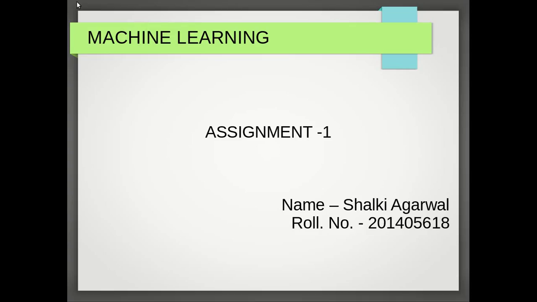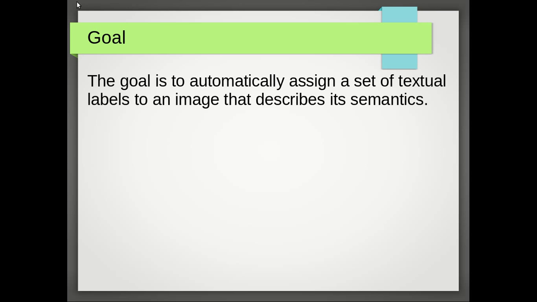Hi, I'm Shalki and today I'll be telling you about the automatic image annotation problem. The goal of our assignment was to assign some textual labels to a particular image, and the objective was to get familiar with the fundamentals of machine learning with the nearest neighbor methods and metric learning, know about the issues in machine learning, and reproduce the results if the code is already given to you.